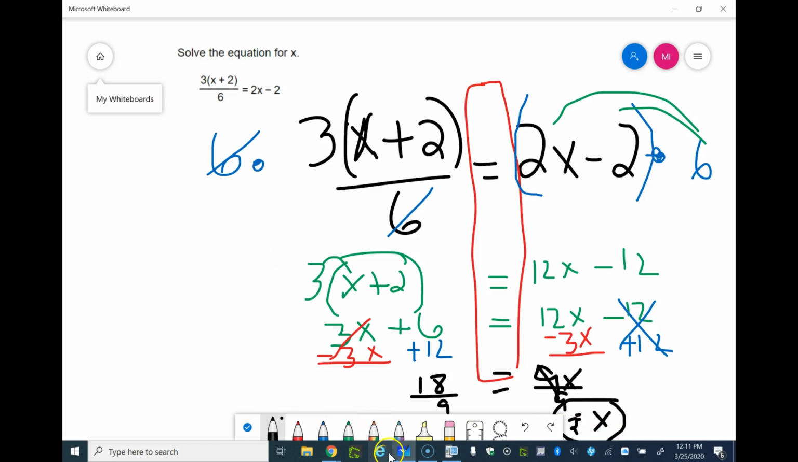So I hope this helped us as far as getting understanding. And this again came from sections 4 through 6.